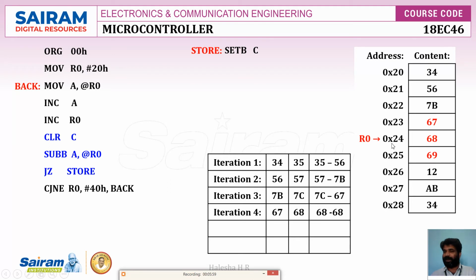R0 is pointing to the second address. That has to be stored at the last, so at the location 42H. So move 42H comma R0. And then the previous address is 23.